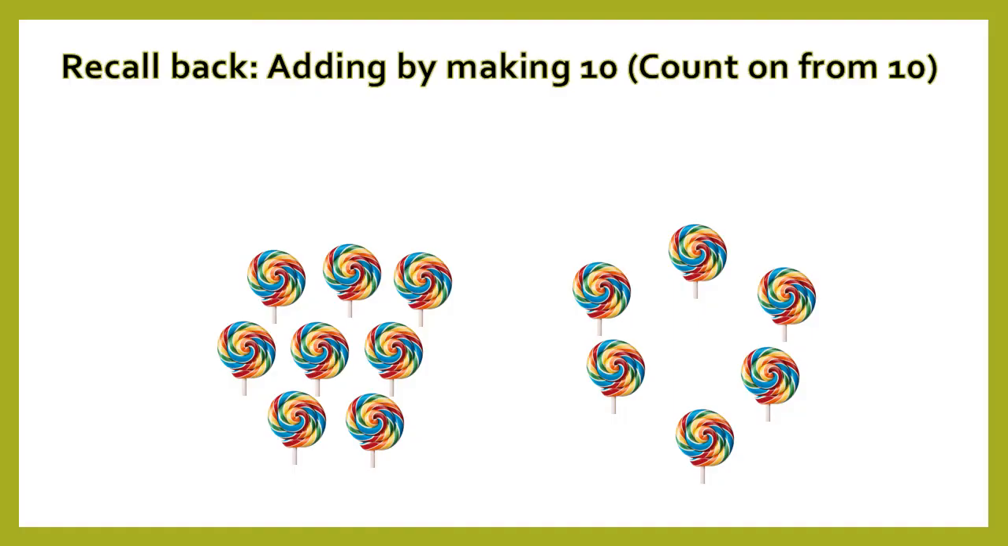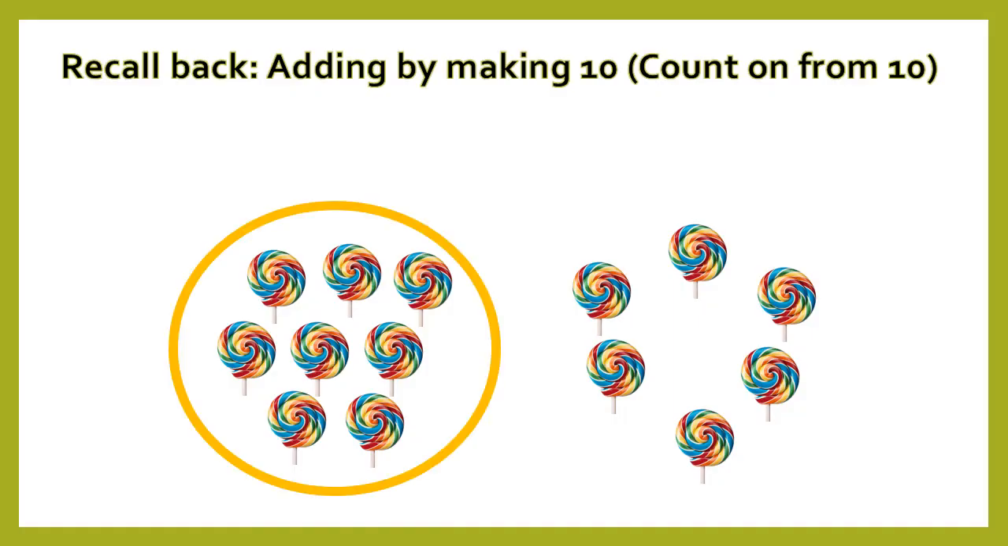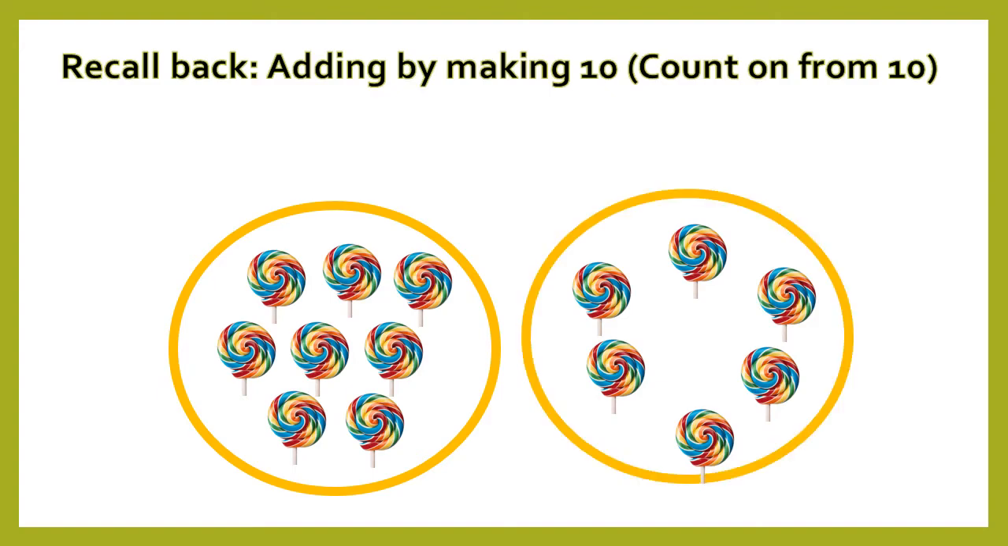Now let's add the number of lollipops here. Let's count the number of lollipops in the first group. 1, 2, 3, 4, 5, 6, 7, 8. Next, count the number of lollipops in the second group. 1, 2, 3, 4, 5, 6. Here we have 8 plus 6.